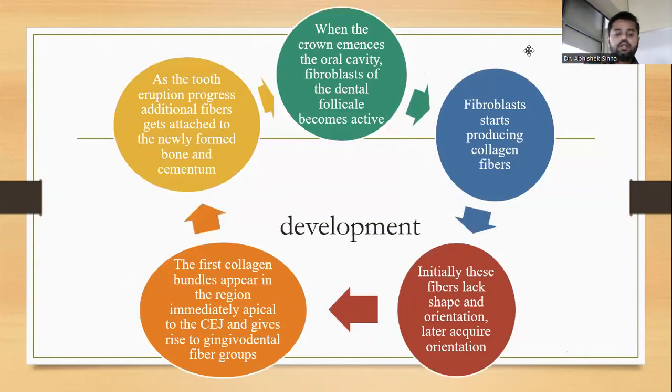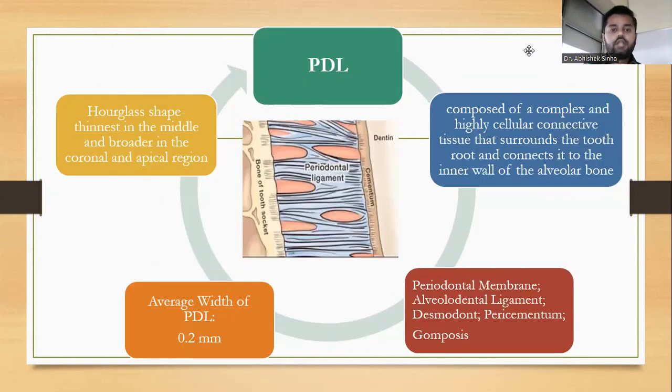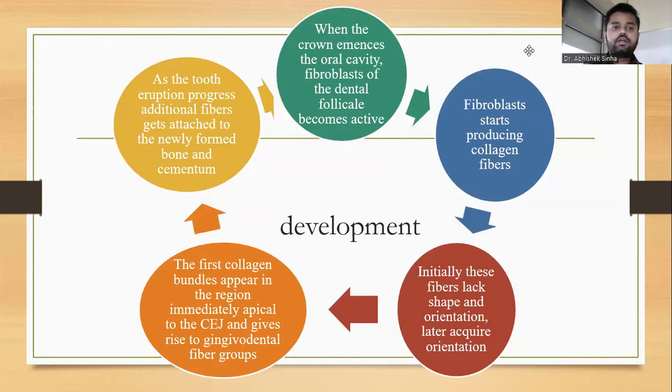Right. So let's see the development. Now, how is it developing? So what happens is, when the crown emerges from the oral cavity, the fibroblasts of the dental follicle cells become activated, right? So once they're activated, fibroblasts start producing collagen fibers. Okay, we know that collagen fibers are so important in periodontium, right? We studied in gingiva also. We'll be studying about these collagen fibers in cementum and alveolar bone also. So collagen is very, very important. So fibroblasts start producing collagen fibers.